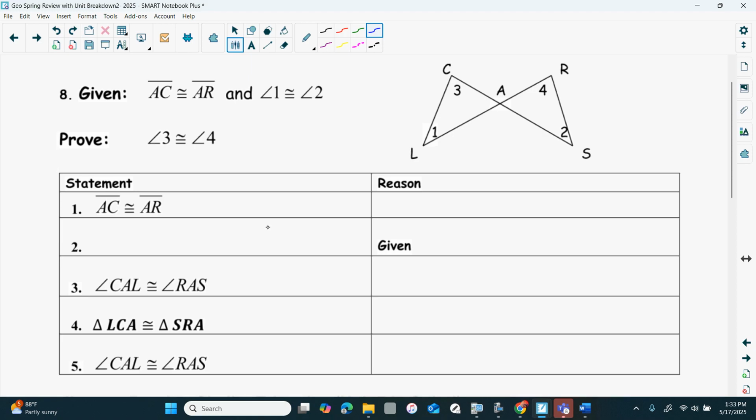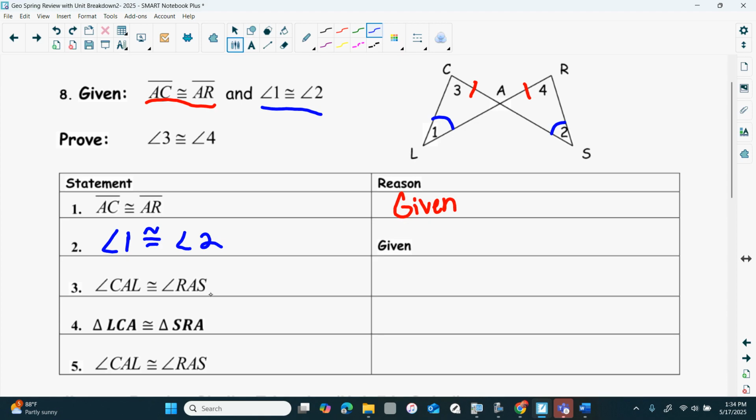So remember, our first statement is always the given information. So if you look right here, they said AC is congruent to AR. That was given, and we want to mark that also, tick mark and tick mark on the diagram. So we have a second given statement. Well, here's the second given statement. It says angle 1 is congruent to angle 2. That means we need to put an arc on those.